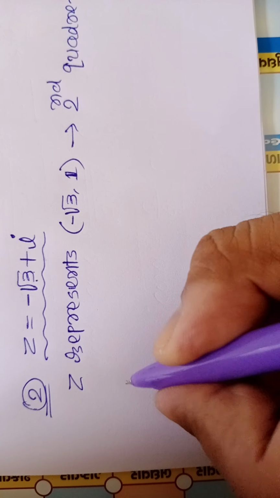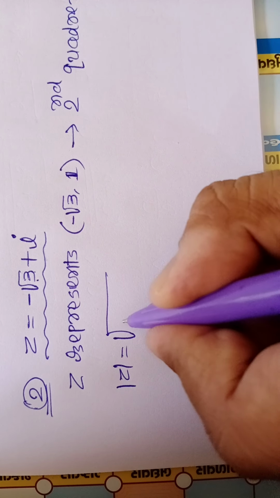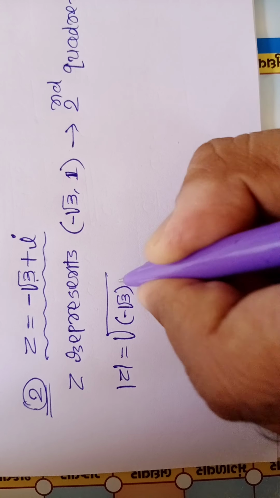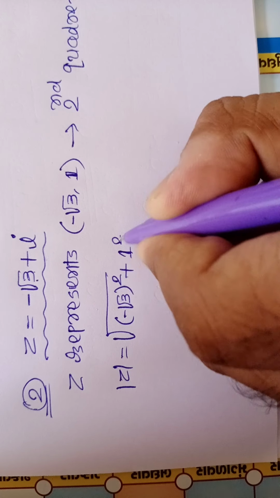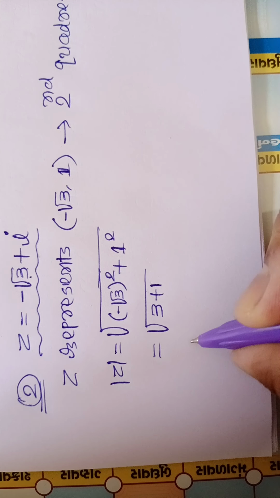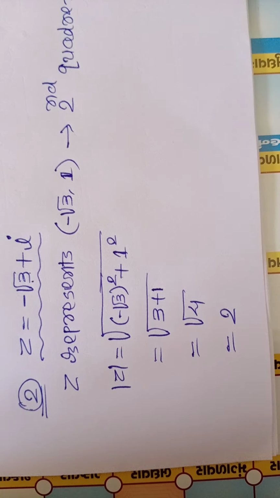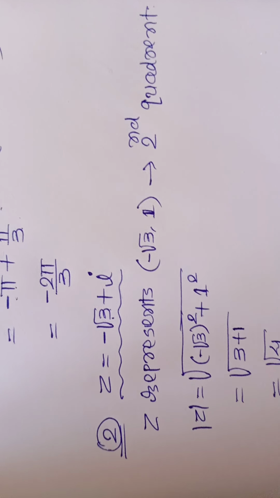Now modulus z. What is modulus z? Again under root a square plus b square. So minus root 3 square plus 1 square. Again this is 3 plus 1, my friend. That is root 4 and that is 2. So modulus z is 2.